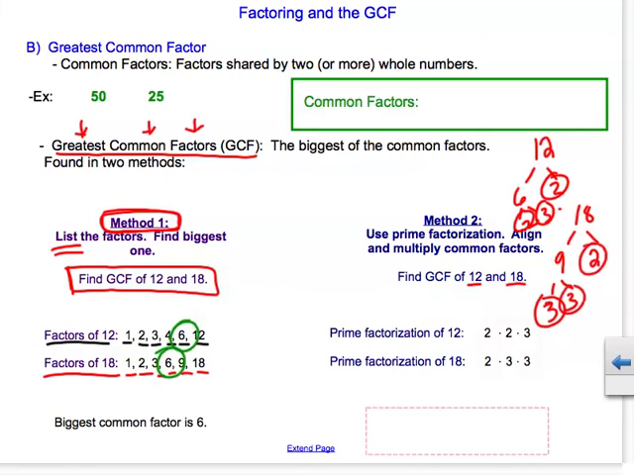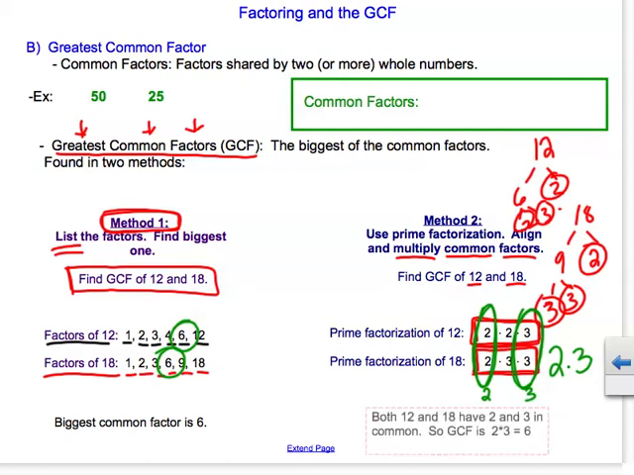But the prime factorization of 12 is 2 times 2 times 3. The prime factorization of 18 is 2 times 3 times 3. What I'm looking for are the common factors, and I multiply them. Okay, so they have a 2 in common, and they have a 3 in common. So I take 2 times 3, 2 for that one there, 3 for this one there that they have in common, and 2 times 3 is 6.